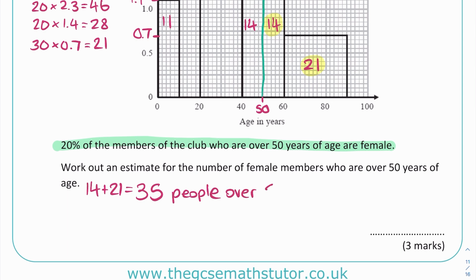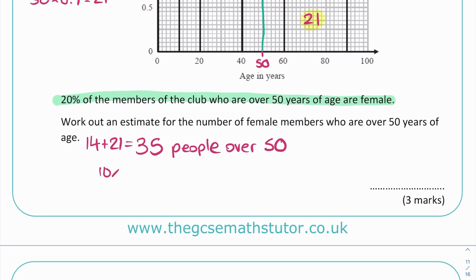It says 20% of the members at the club who are over 50 are female. So we need to work out 20% of 35. Well, 10% would be 3.5. Double that for 20%. So 20% would be 7. So hopefully that has answered the question. Work out an estimate for the number of female members who are over 50 years of age. There are 35 people over 50, and 20% of 35 is 7. So that'd be our final answer there, 7 people. And that is the female members who are over 50 years of age.